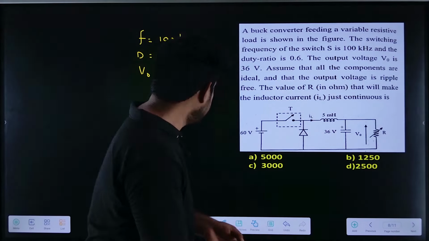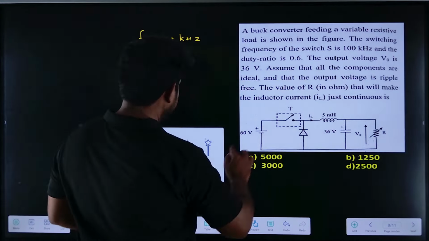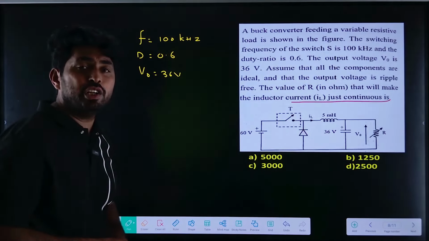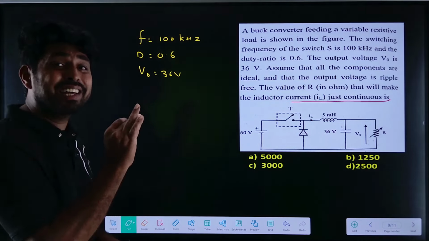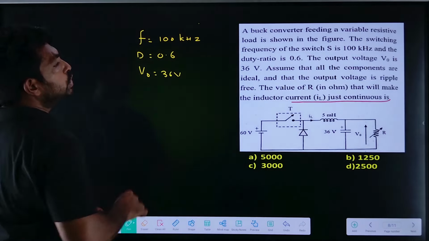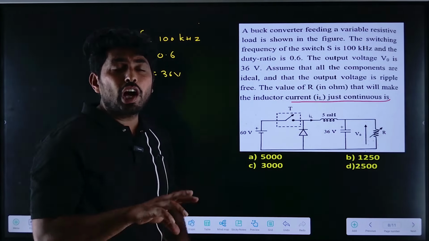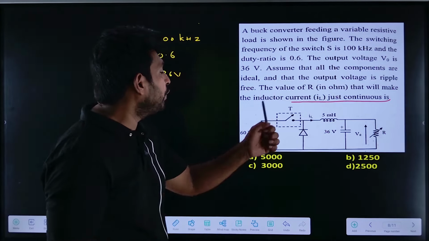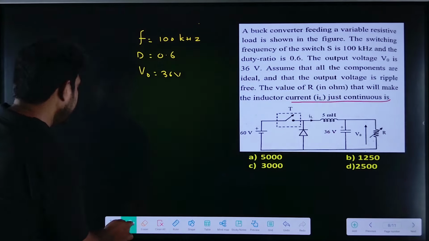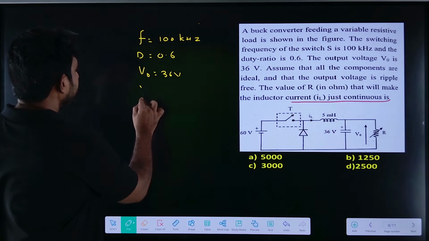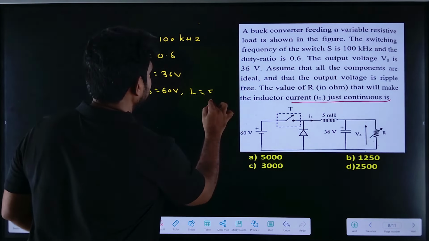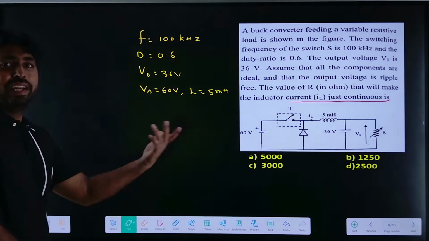If you observe here, it was given as just continuous. What is the meaning of just continuous? Just continuous means it is operating in the critical conduction mode. Now let us solve the problem. We need to find the R critical value. Vs is already given as 60 volts, and L is given as 5 millihenry. So we have all the data to find the R critical.